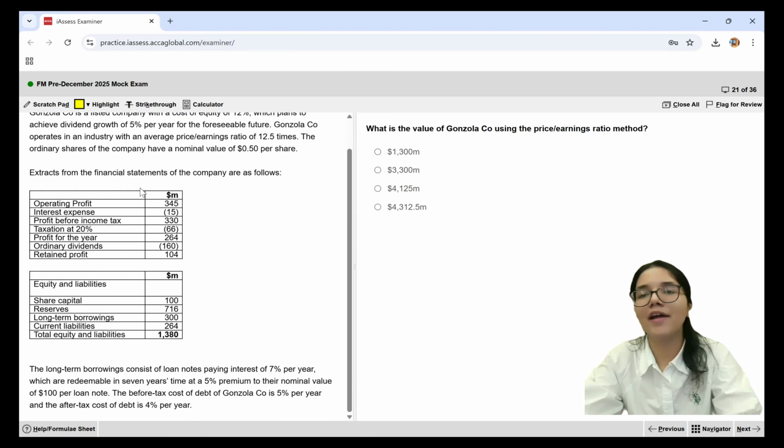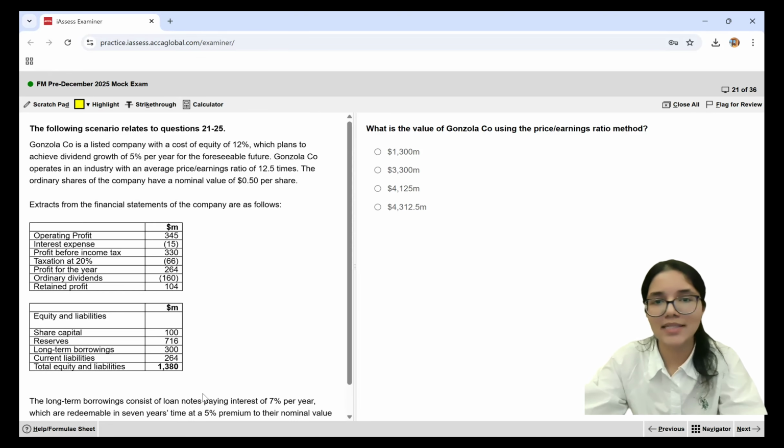The extracts from the financial statements of the company are as follows. So they have given me some information about the P&L as well as the balance sheet of the company. The long-term borrowings consist of loan notes paying 7% interest per year, which are redeemable in 7 years' time at a 5% premium to their nominal value of $100 per loan note. The before tax cost of debt of Gonzola company is 5% per year, and the after tax cost of debt is given to us as 4% per year.